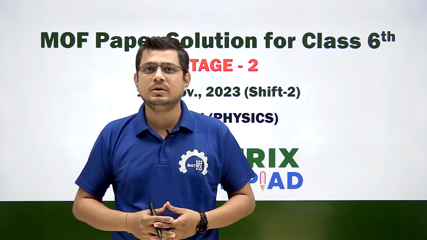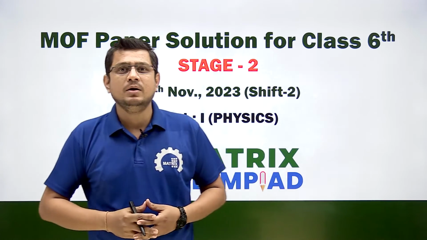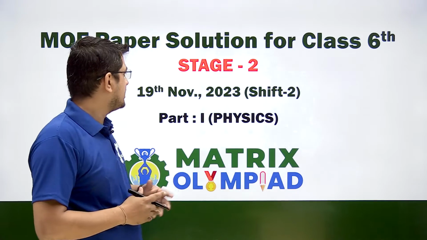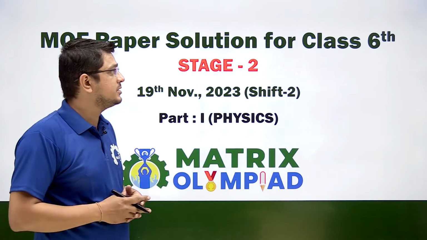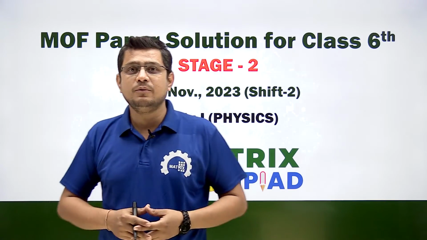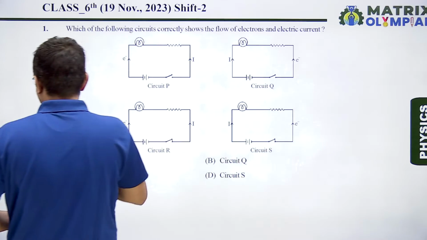Today we are here for the discussion of Matrix Olympiad paper for stage 2 shift 2 which was held on 19th of November. So we'll start from class 6th and the subject is physics. So let us start our discussion.